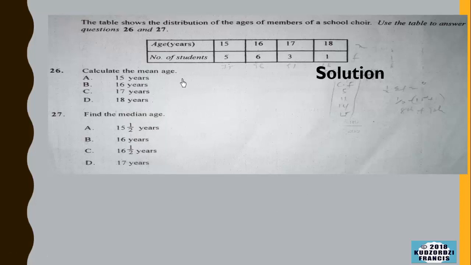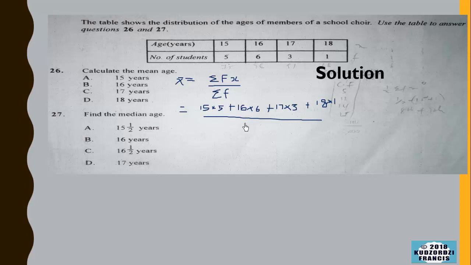So we have this. We want to calculate the mean h. So the mean is given by sigma fx over sigma f. So we have 15 times 5 plus 16 times 6 plus 17 times 3 then plus 18 times 1 all over 5 plus 6 plus 3 plus 1. So we simplify this to obtain something like this: 75 plus 96 plus 51 plus 18 all over 15.